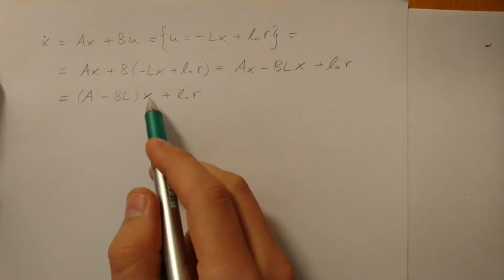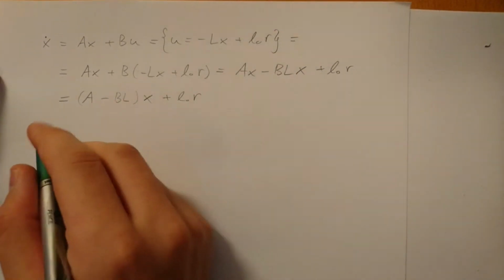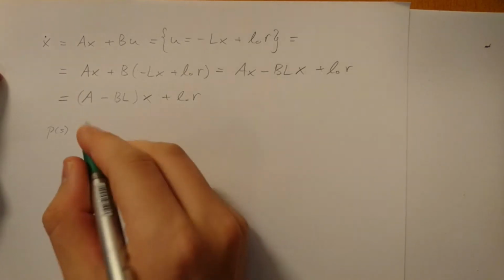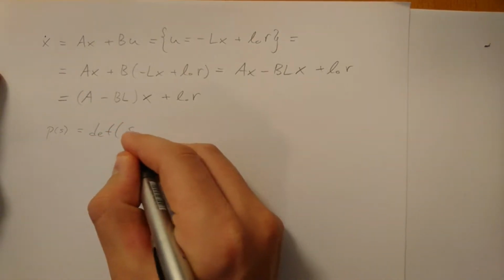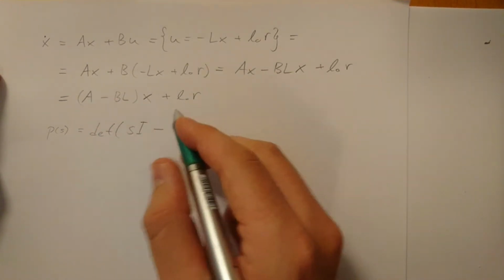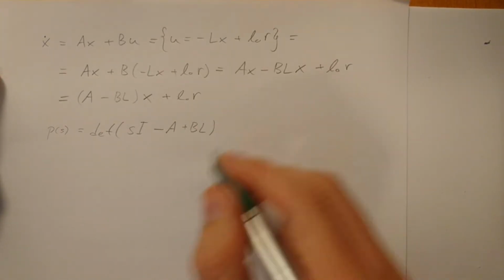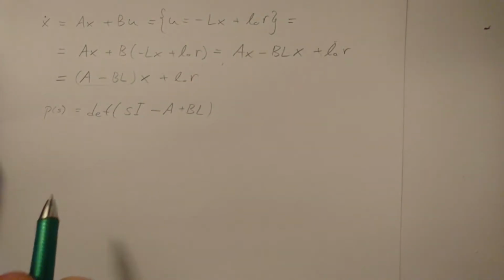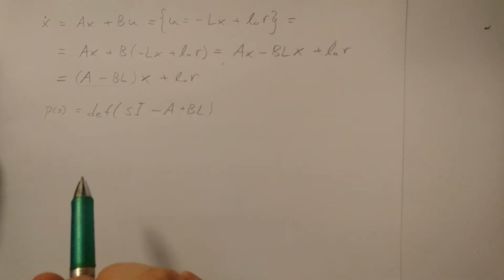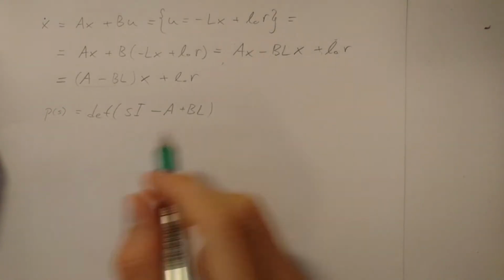And since we wanted to use L to control the placement of the poles of this closed loop system, we have to look at the pole polynomial. And the pole polynomial is given by the determinant of what? The determinant of sI minus this system matrix A minus BL. So it's minus A plus BL. That will be the pole polynomial. And if you have forgotten why that's the case, you will see that later in the exercise when we form the closed form transfer function from this expression. Okay, let's calculate this thing.